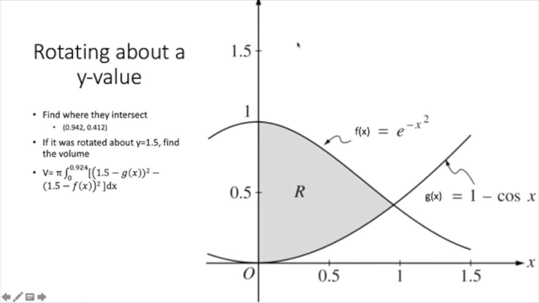So the volume should equal pi, guys, it's going to go from 0 to 0.925. Axis of rotation minus the bottom function squared minus axis of rotation minus top function squared dx. But in your calculator, you should get 3.821.